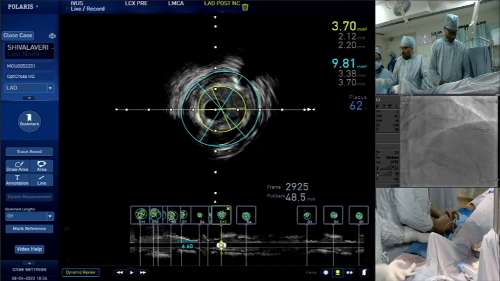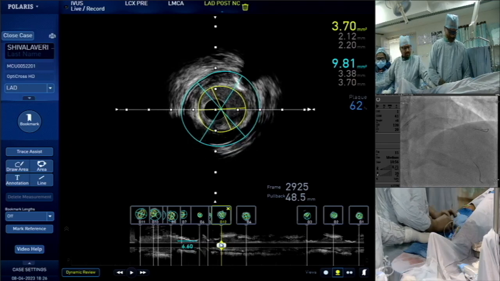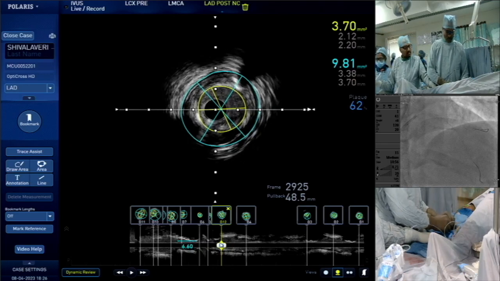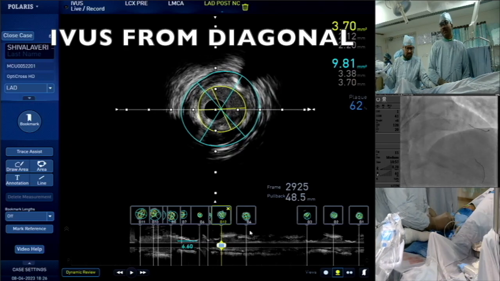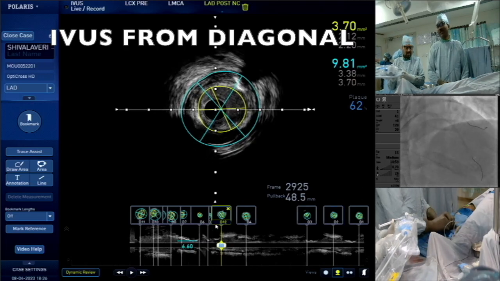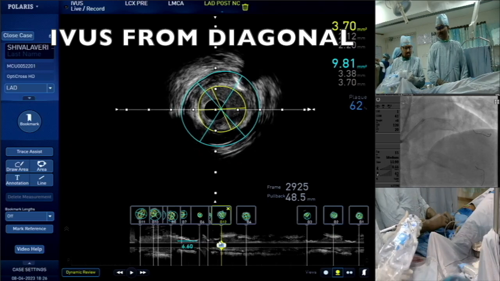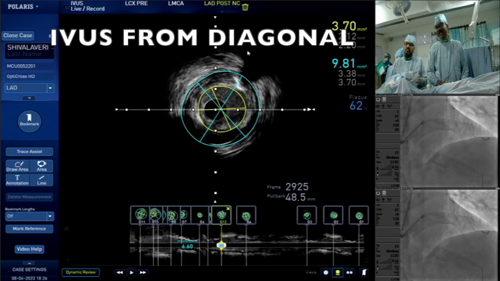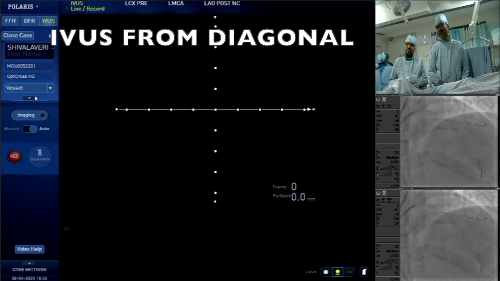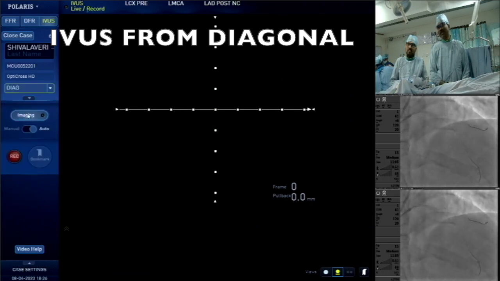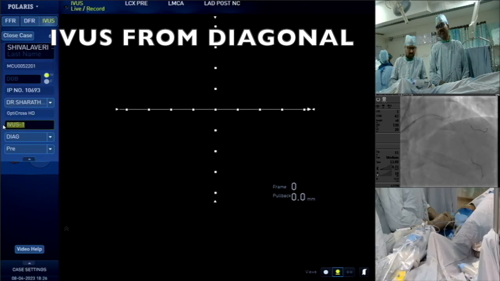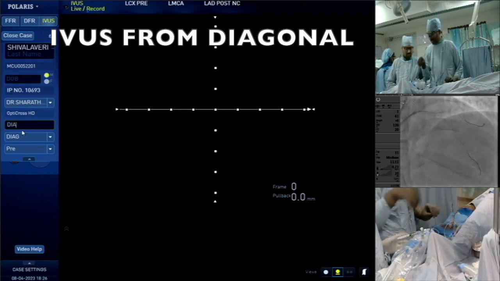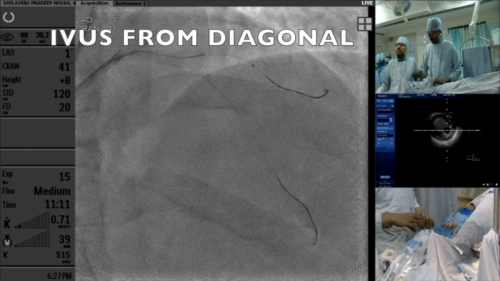Right. So now the remaining question for me is about the diagonal. What should I do? This is a big size diagonal, so I want to study the ostium of the diagonal. I tried sending IVUS into the diagonal, but it didn't go, so I just dilated. It didn't go because of the LAD lesion, not because of the diagonal lesion, but I'm just trying. Okay, thank God, it just went in. Now, after dilatation, let us see.